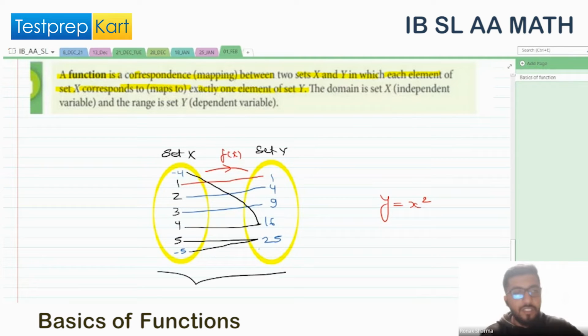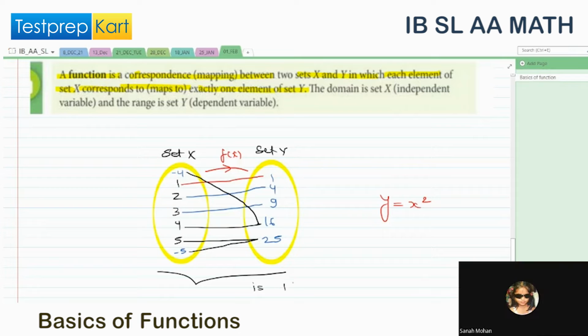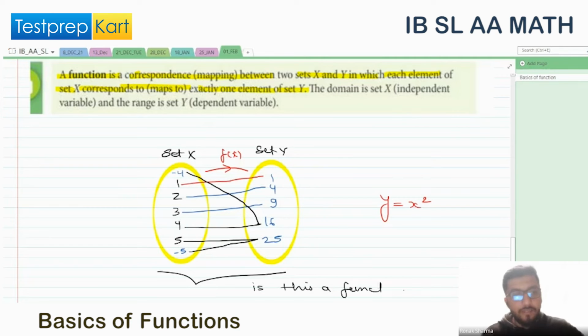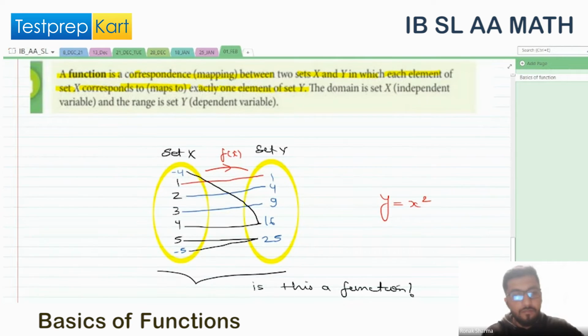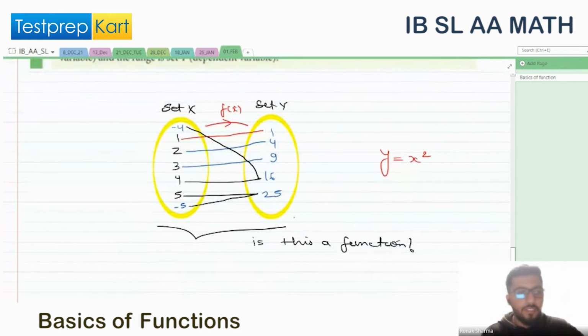So is this a function? Yeah. Can you please tell me why? Just try to say whatever you are having in your mind.